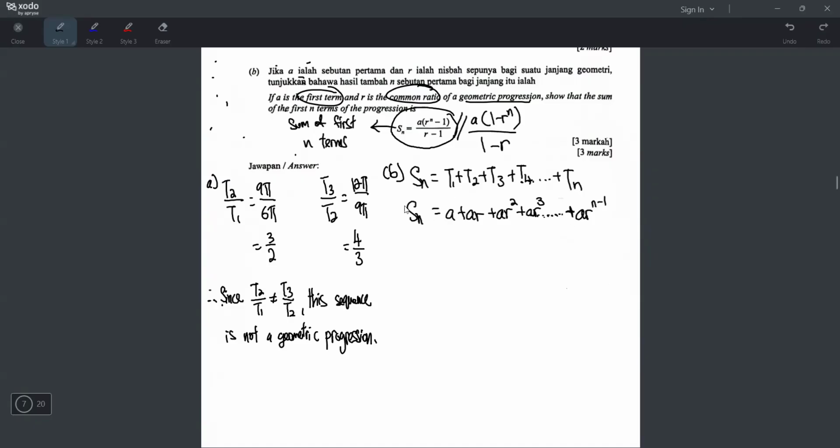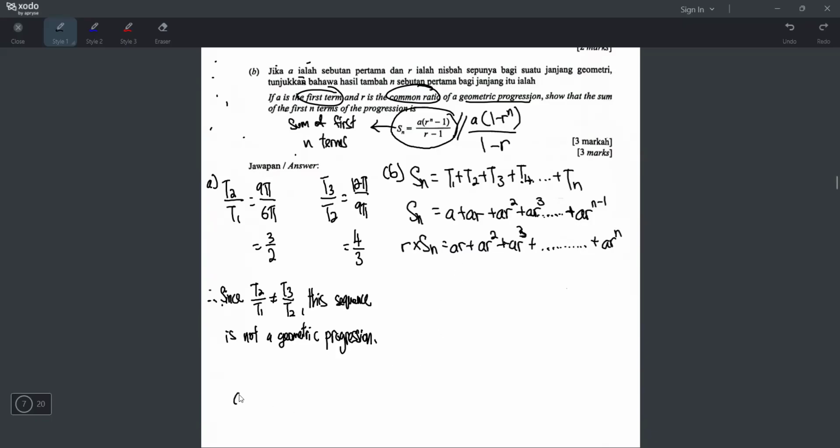Okay, now what I will do is I will take everything times R. So what happens here is it becomes R times Sn. But if you take the left side times R, the right side also has to times R. So what is A times R? AR. What is AR times R? AR power 2. AR power 2 times R will be AR power 3. And then AR power 3 times R will be AR power 4. But I'm not going to write that, because it will just keep going until the last term, right? What is the last term? AR power n minus 1 times R. When you times R, you will get AR power n.